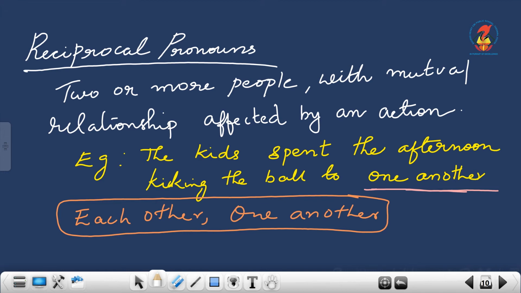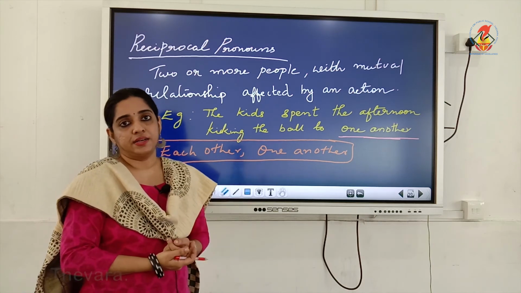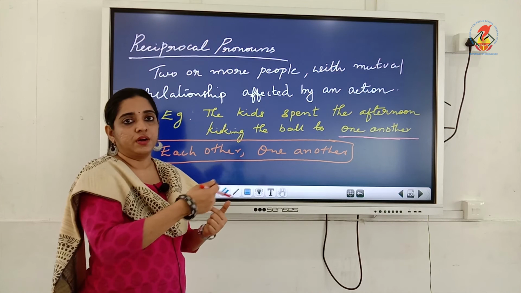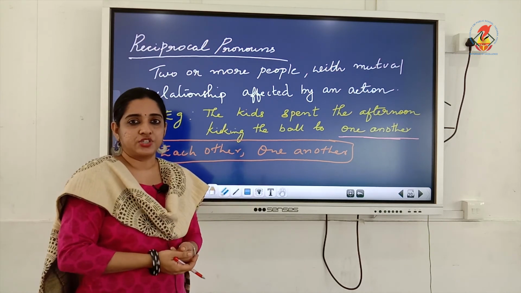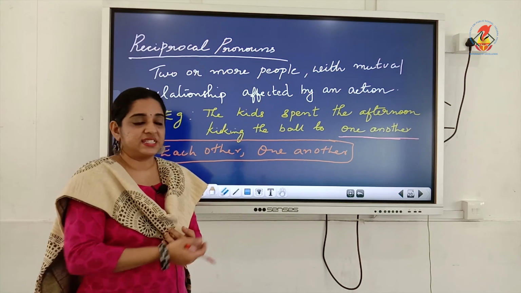See, reciprocal pronouns are used to refer to two or more people who carry out an action at the same time and are affected by its consequence at the same time. See the example so it will be more clear. The kids spend the afternoon kicking the ball to one another. One boy is kicking the ball and the other one is kicking it back. So two individuals are receiving the action and doing the action at the same time, that is reciprocal.